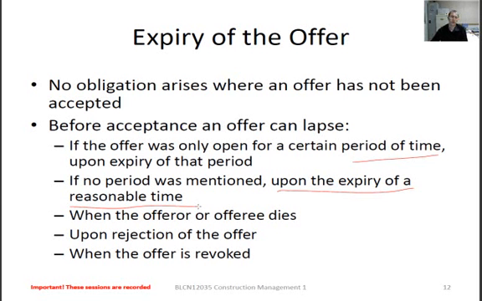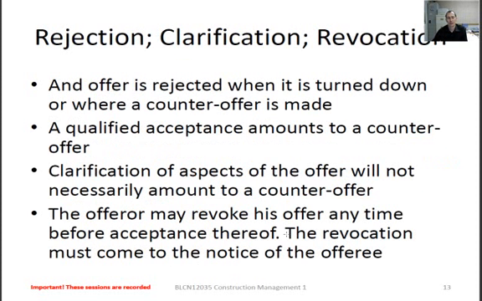Alright, and then of course some alternatives there. If somebody dies, or if it's rejected, or a counter offer is made, or if the offer is revoked before it can be accepted. Alright, so if we look at the rejection, clarification, and revocation of an offer, remember what we said about the counter offer. The original offer then falls away from the table, and therefore we need to start the negotiation process or need to walk away from the table.